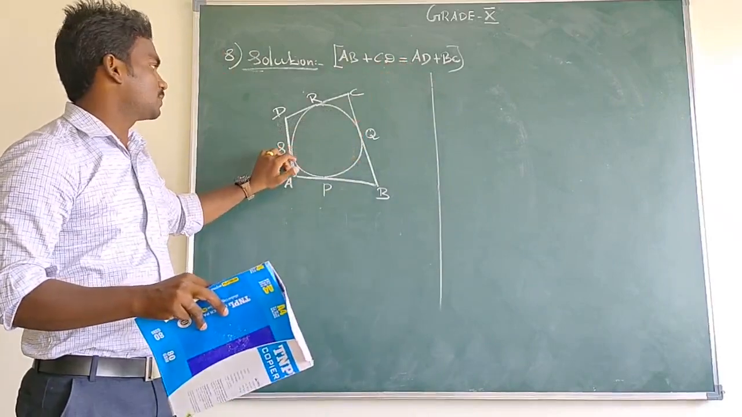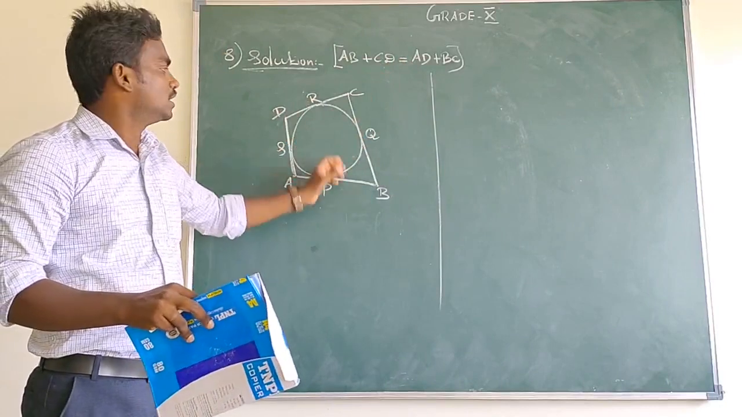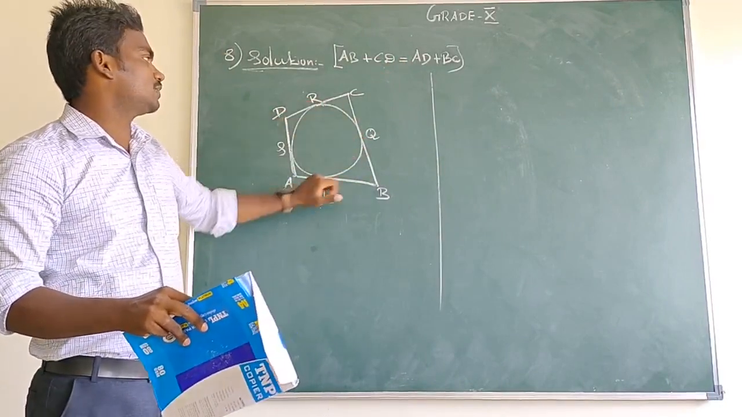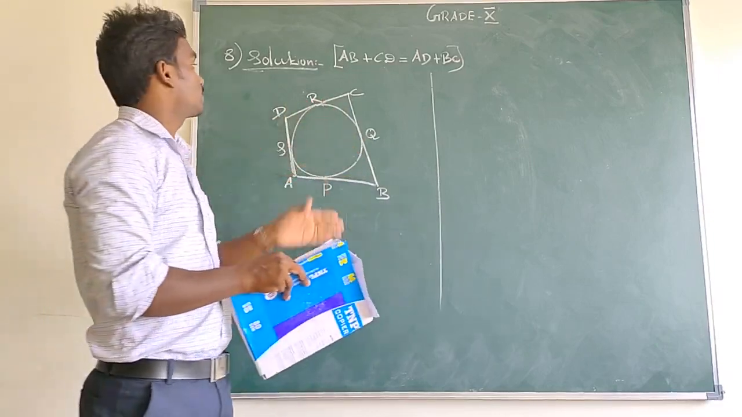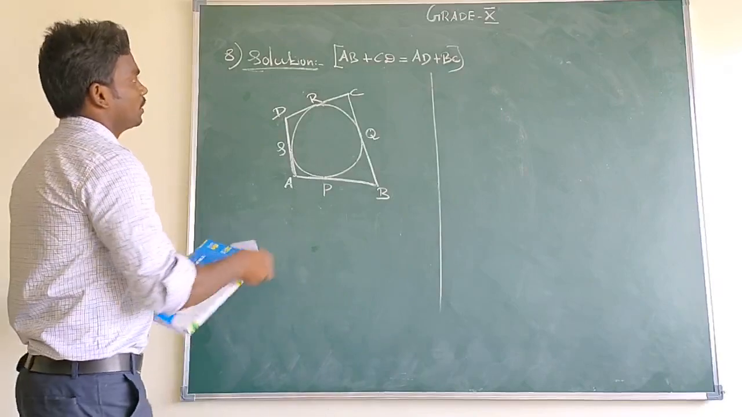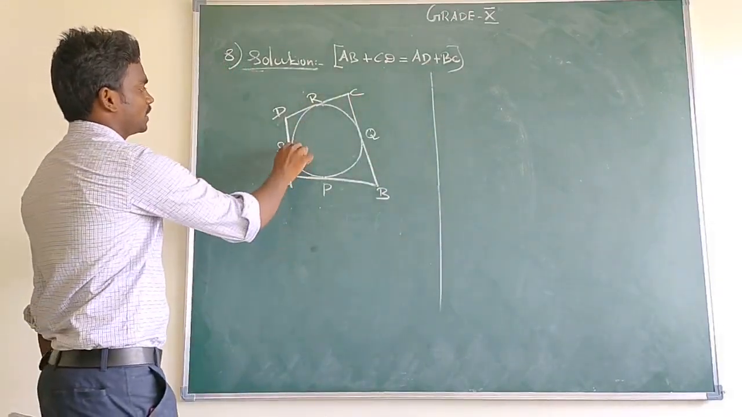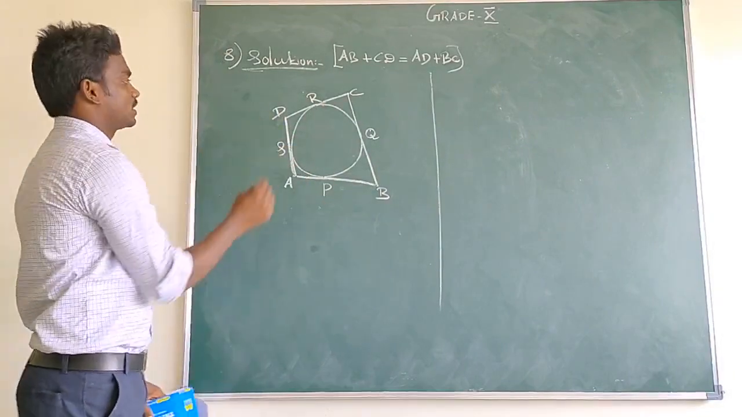What is meant by a circumscribed circle? What is meant by a quadrilateral? A quadrilateral is a four-sided polygon. So the quadrilateral is drawn circumscribing a circle, which means the sides of the quadrilateral touch the circle. We want to prove AB plus CD is equal to AD plus BC. So, we know that the lengths of the tangents from an external point to a circle are equal in measurement.